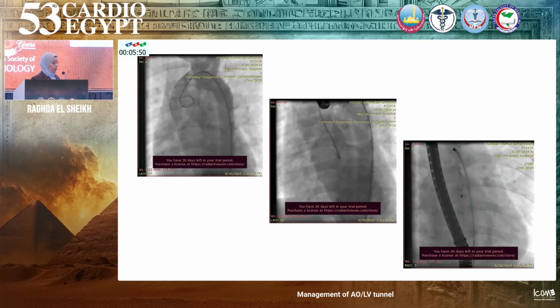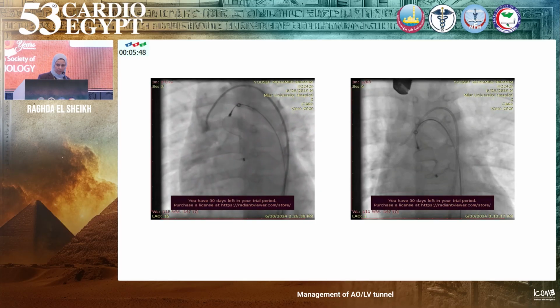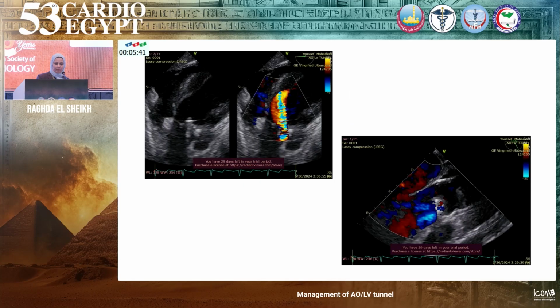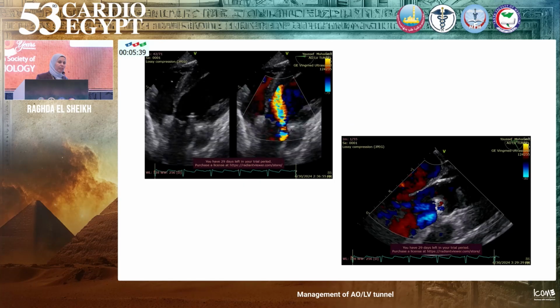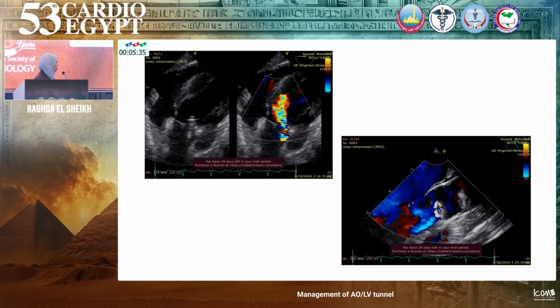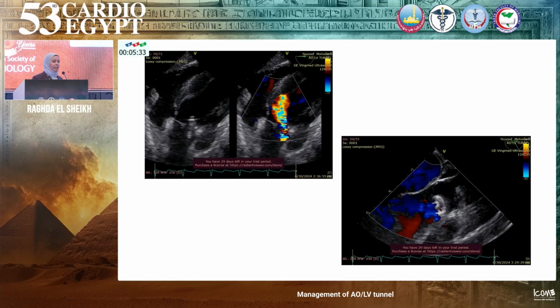And here is the deployment of the device. This is the device after closure. And actually in the angio, it looks very nice. But by the echo, it's not nice at all. There is a significant residual flow here, and also there. There is a significant residual flow after putting the device.